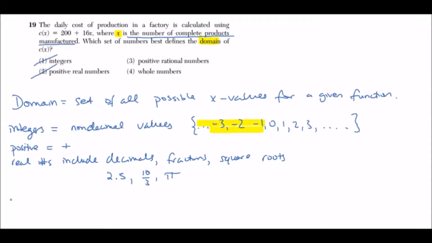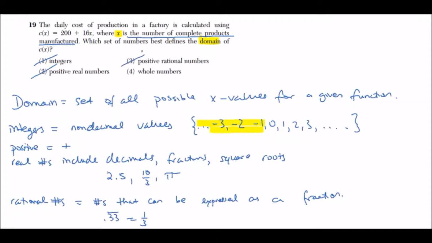Choice 3, positive rational numbers. Rational numbers, by definition, are numbers that can be expressed as a fraction. That includes terminating decimals, any fraction. It also includes decimals that are repeating, meaning something like 0.33 repeating. We know that's 1/3. So obviously, again, we can't manufacture 1/3 of a complete product. So that's out as well.